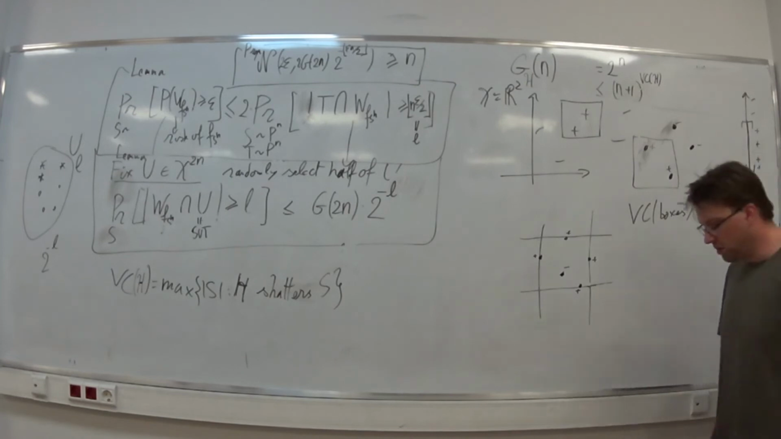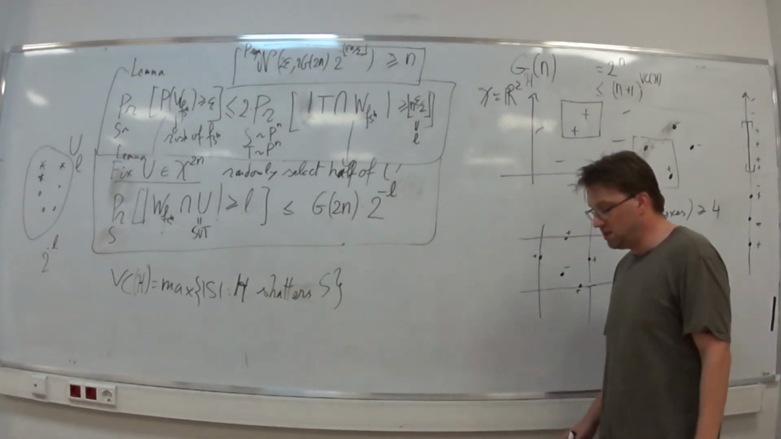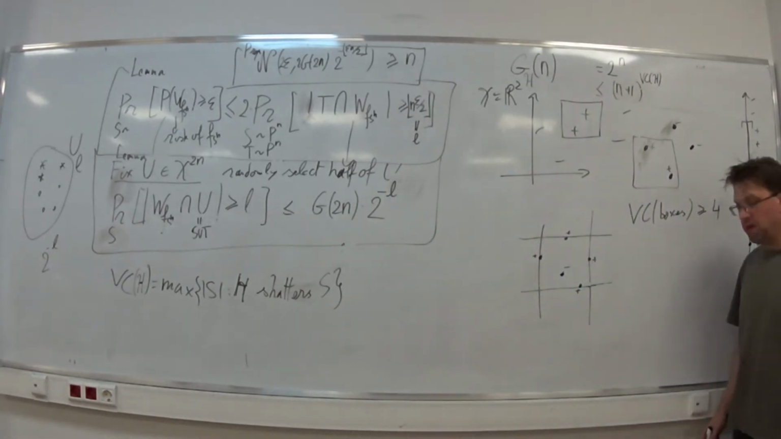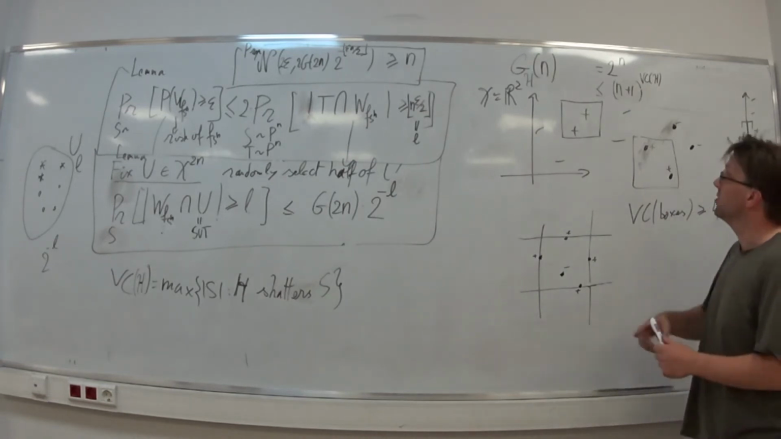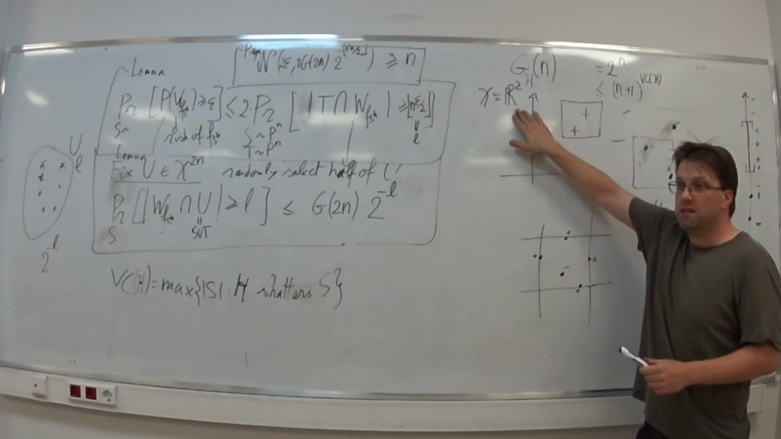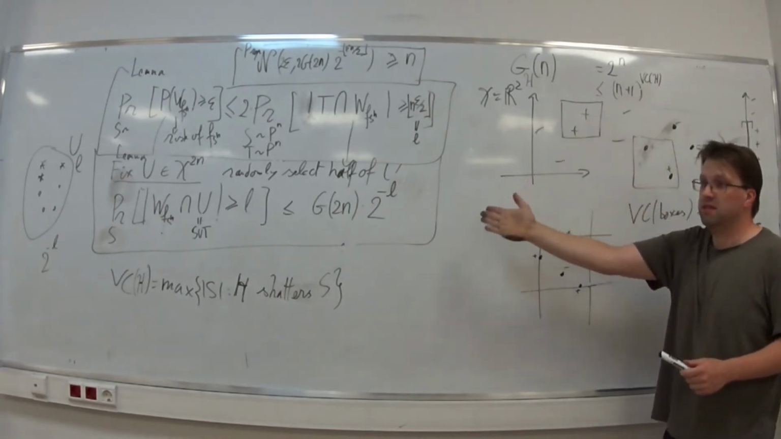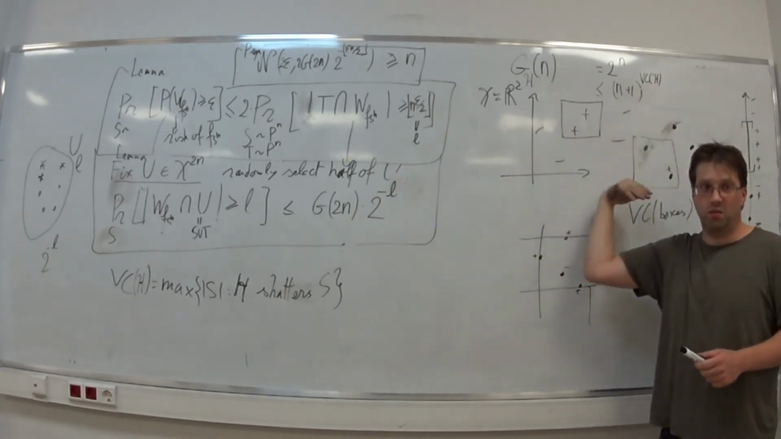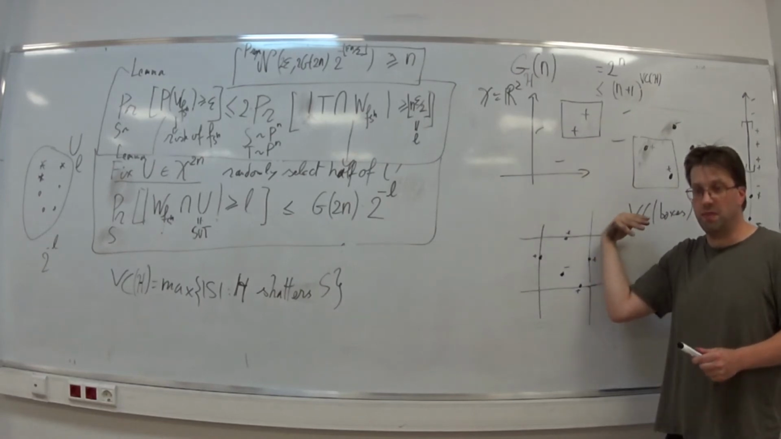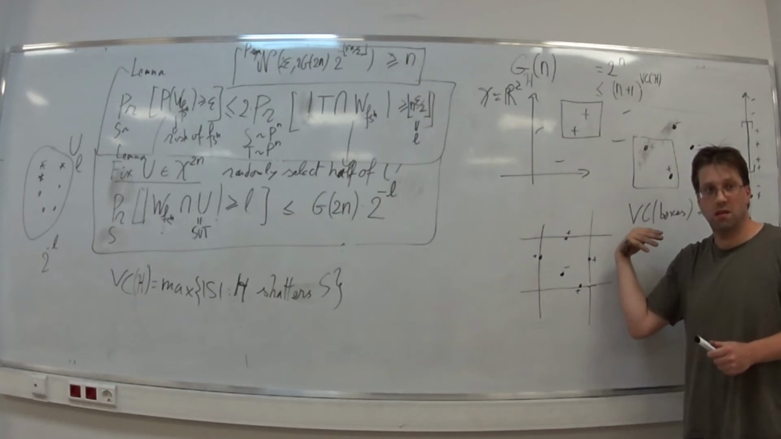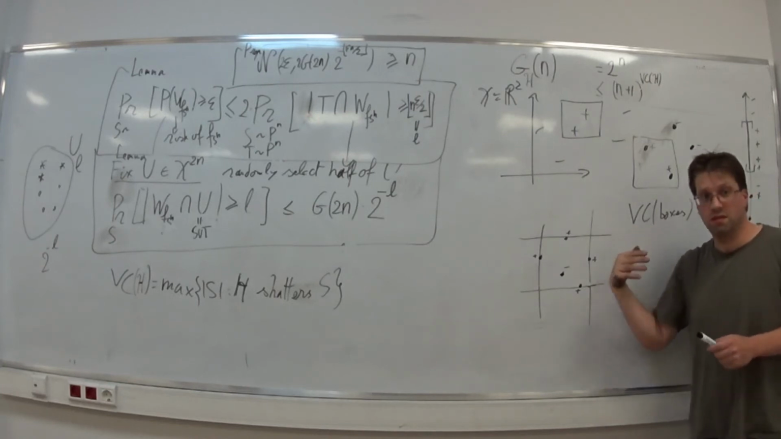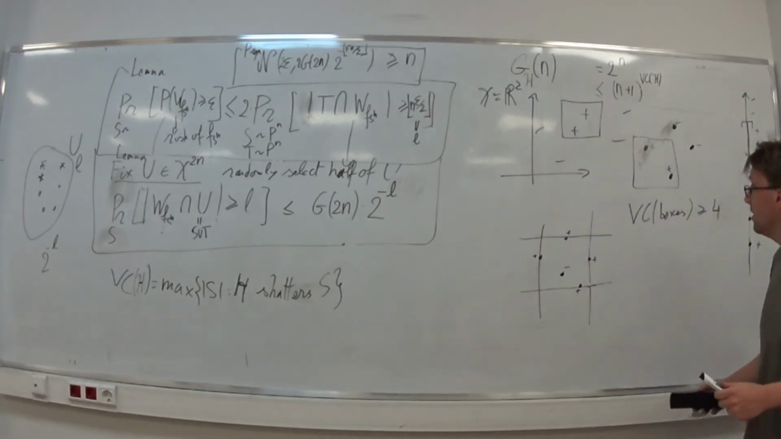Okay, what else do we have? Half spaces in the plane. So what's the VC dimension? Again, X is R squared, and now half planes. We draw a line, one side is plus, the other side is minus. What is the VC dimension? 3. Yeah, good. Very good.